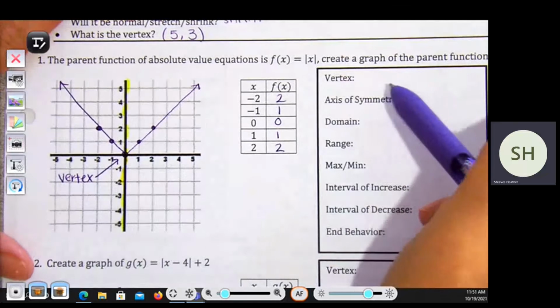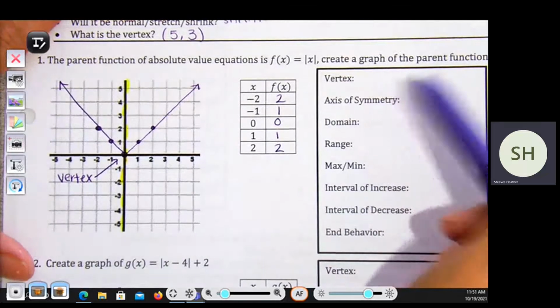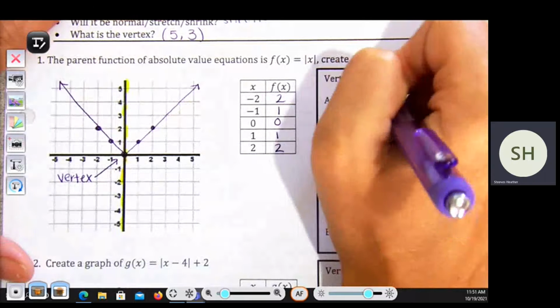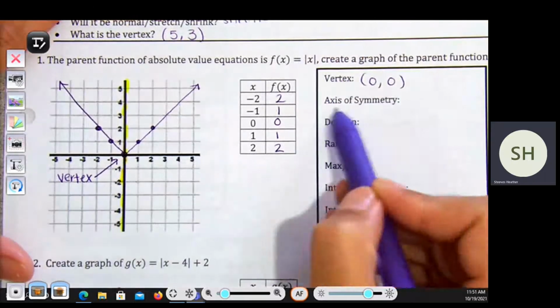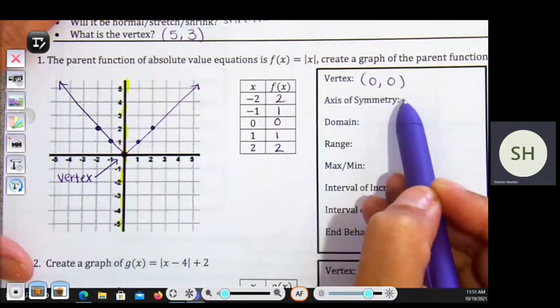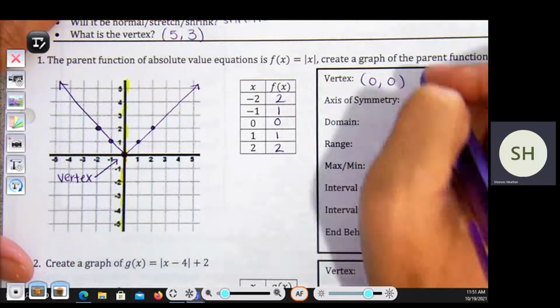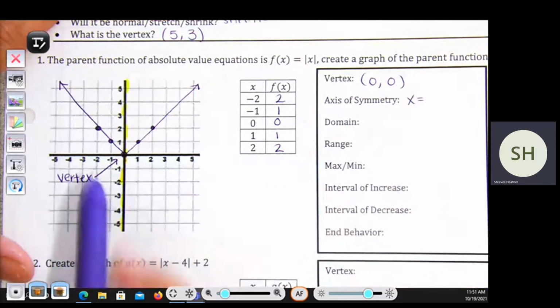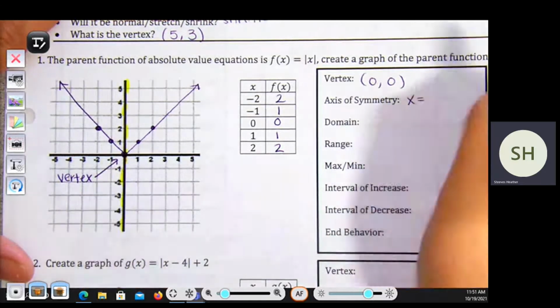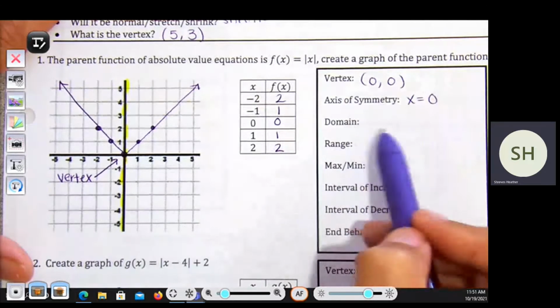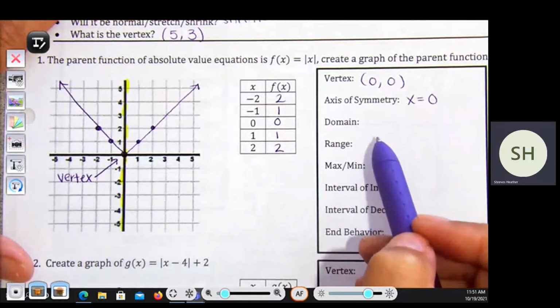So let's talk about the vertex. What is the vertex as a coordinate point? 0, 0. What is the axis of symmetry as the equation, like a vertical line? X equals what? X equals 0. The domain in this case, what's the possible X values?